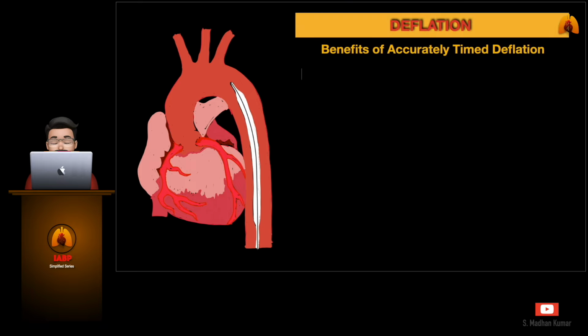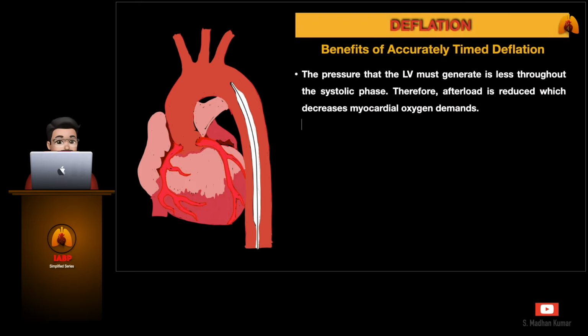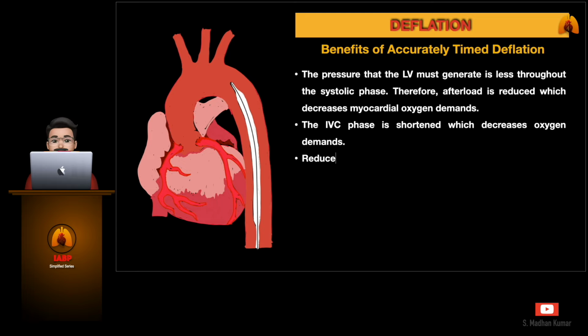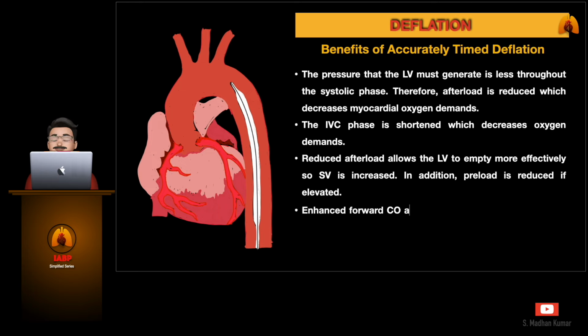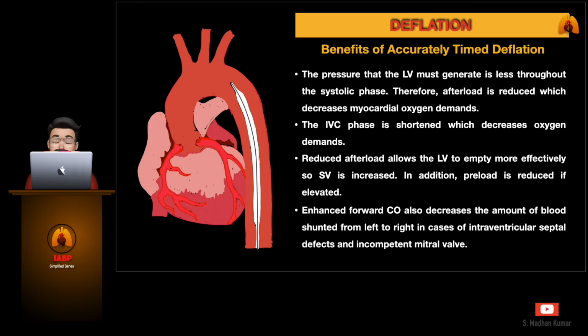The benefits of accurately timed deflation are: the pressure that the left ventricle must generate is less throughout the systolic phase. Therefore, afterload is reduced, which decreases the myocardial oxygen demands. The IVC phase is shortened, which decreases the oxygen demands. Reduced afterload allows the LV to empty more efficiently, so stroke volume is increased. In addition, preload is reduced if elevated. Enhanced forward cardiac output also decreases the amount of blood shunted from left to right in cases of intraventricular septal defects and incompetent mitral valve.